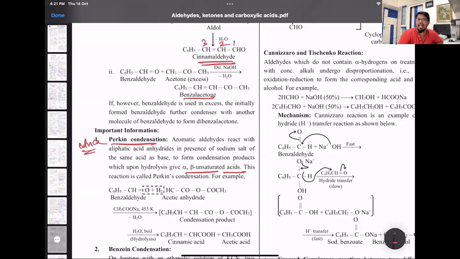Benzaldehyde with acetic anhydride. Remember, 2 moles of acids condense in the presence of a dehydrating agent like conc H2SO4 to form its anhydride. Then in the presence of sodium acetate, it will give you a mixture of alpha beta unsaturated acids.